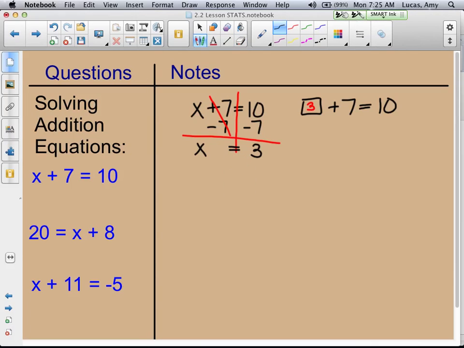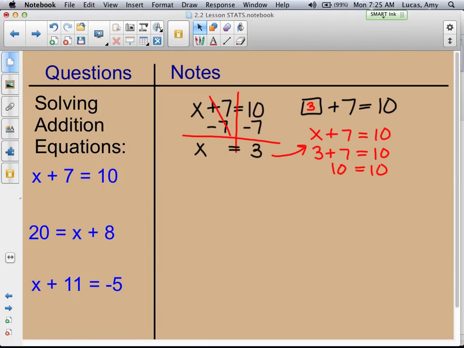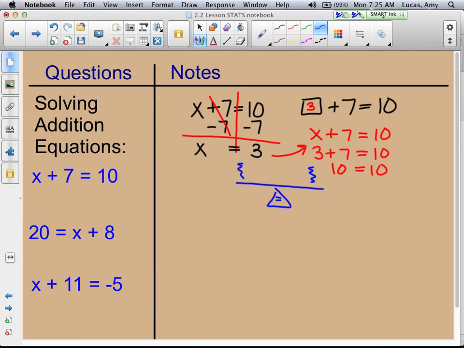Now, if you wanted to go back and check, you could go to your original problem and plug in your answer where the x is to make sure that you are correct. 10 does equal 10. Remember that an equation is like a balanced scale. The balance is your equal sign, and whatever stuff you've got on each side has to be equal in value.